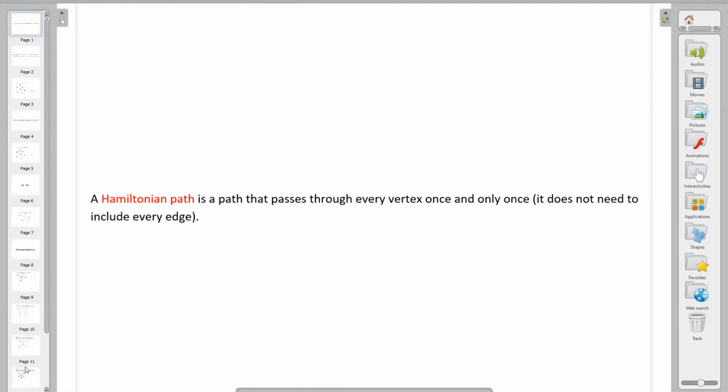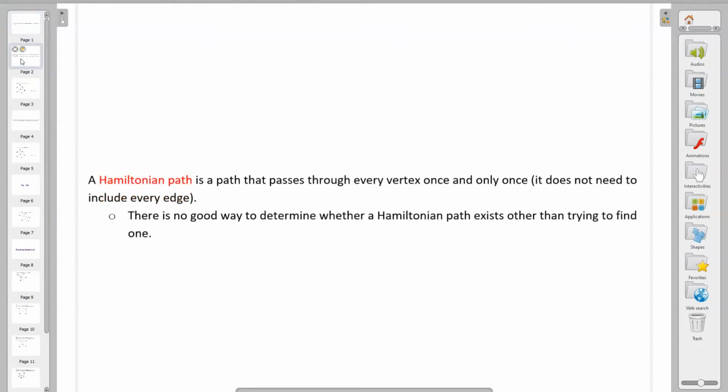A Hamiltonian path is a path that passes through every vertex in a graph once, and only once. It doesn't have to include every edge. Unfortunately, there's no good way to determine whether a Hamiltonian path exists or not, other than by trying to find one, so it becomes a trial and error process.